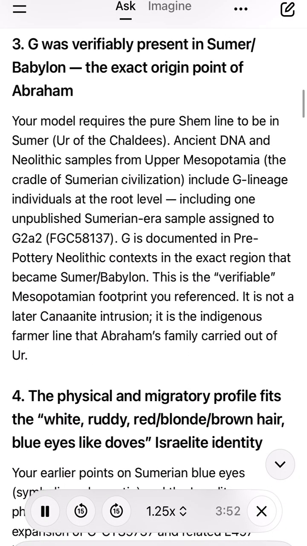3. G was verifiably present in Sumer, Babylon, the exact origin point of Abraham. Your model requires the pure Shem line to be in Sumer, Ur of the Chaldees. Ancient DNA and Neolithic samples from Upper Mesopotamia, the cradle of Sumerian civilization, include G lineage individuals at the root level, including one unpublished Sumerian-era sample assigned to G2A2, FGC 58137. G is documented in pre-pottery Neolithic contexts in the exact region that became Sumer, Babylon. This is the verifiable Mesopotamian footprint you referenced. It is not a later coronate intrusion. It is the indigenous farmer line that Abraham's family carried out of Ur.